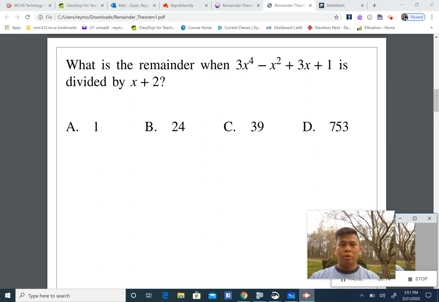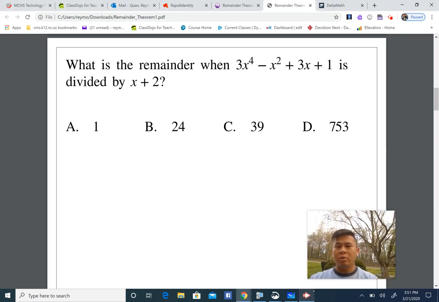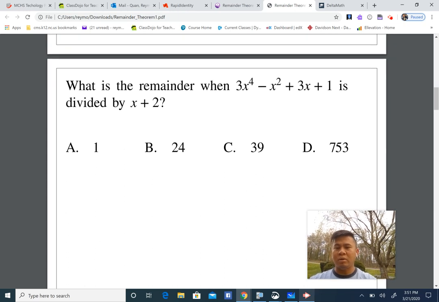Now on your own, you can try this particular problem in here and take time to determine what the answer will be. Verify that the answer in here will be 753.